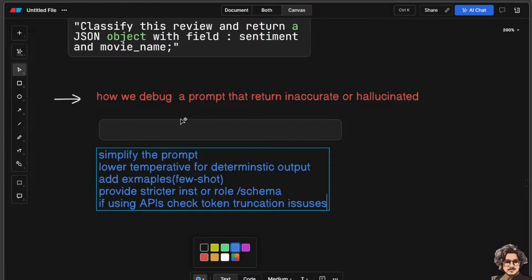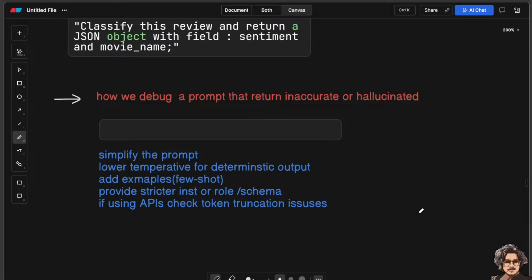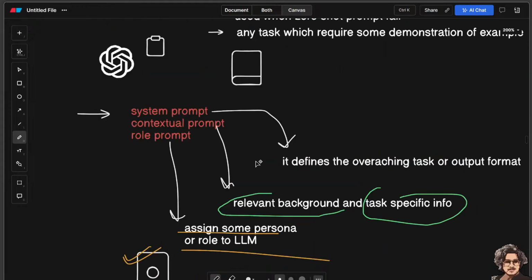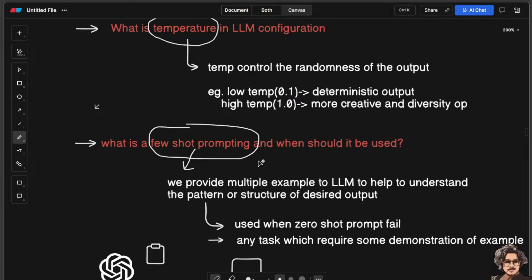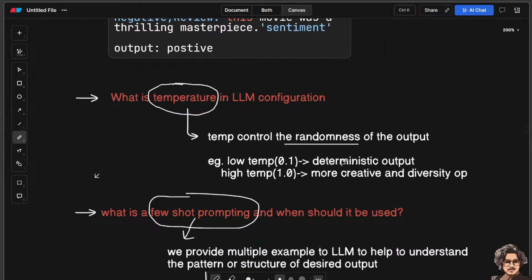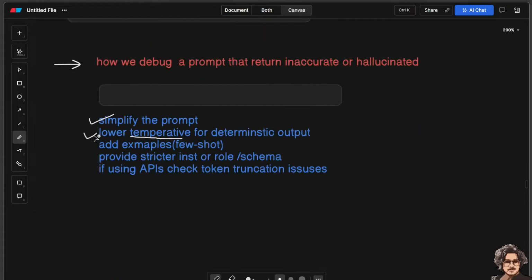By using these techniques, we can debug the prompt. First simplify the prompt, then lower the temperature. As we discussed earlier, temperature controls the randomness of the output. If the temperature is low, the output is more deterministic. If it is high, it becomes more creative and provides diverse output. Then add some examples, provide structured instructions, and use role prompting. If you are using an API, check the token truncation issue.